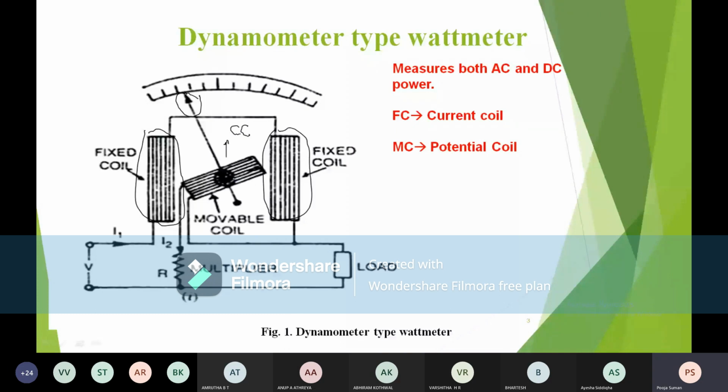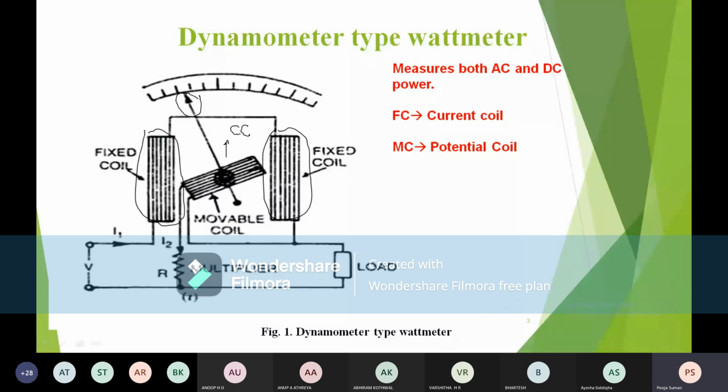Why is the pointer connected to only the movable coil? To show the deflection. And here, the movable coil is which type of conductor? It is a current carrying conductor. And here the fixed coil behaves as a magnet. So when a current carrying conductor is placed in a magnetic field, it experiences a mechanical force. Because of that, the deflection of the pointer takes place.